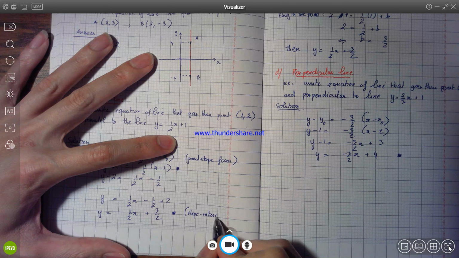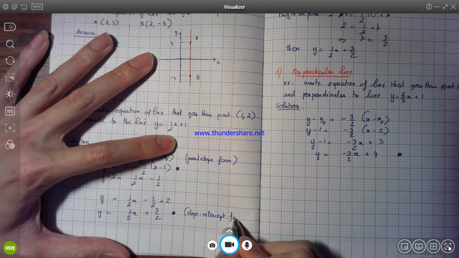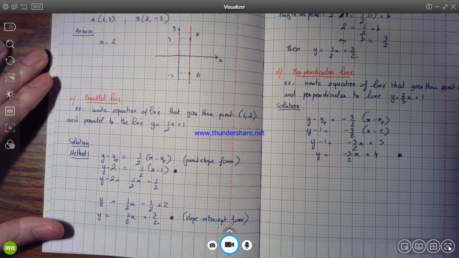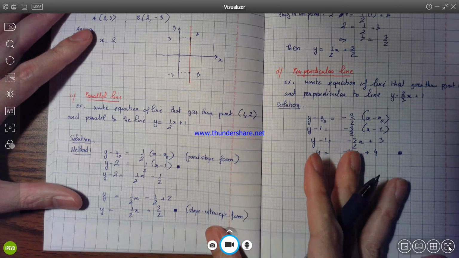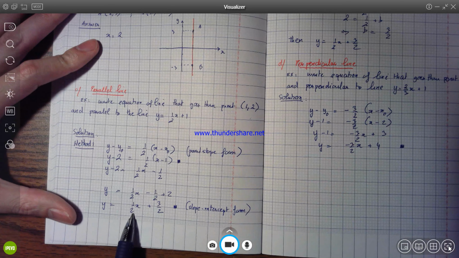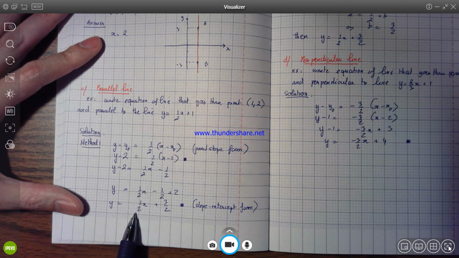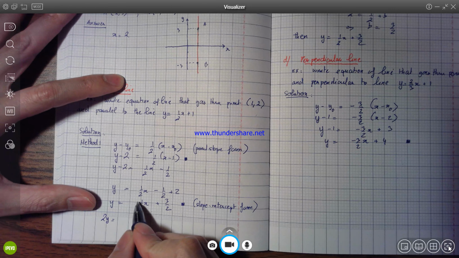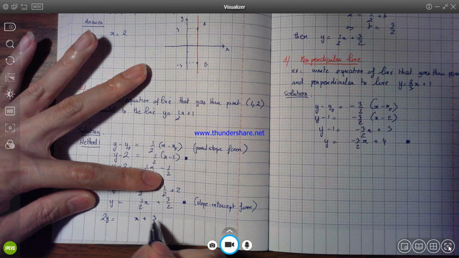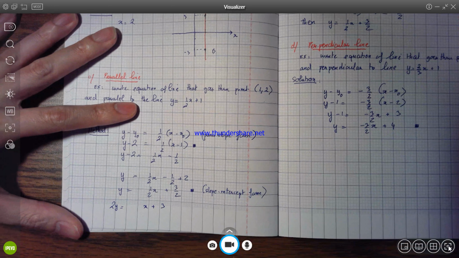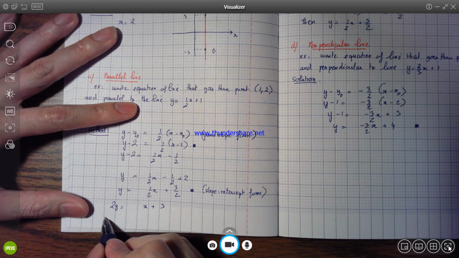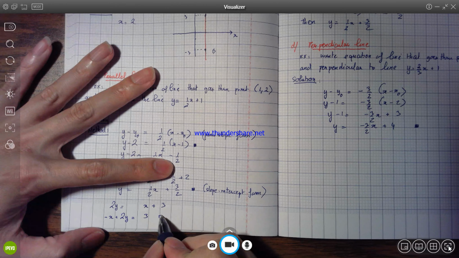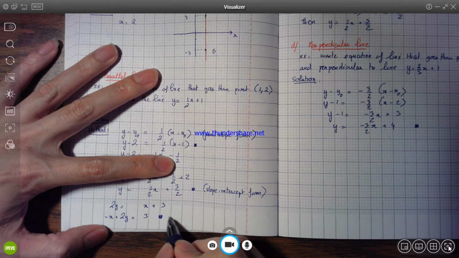Slope-intercept form. Or on the test, I may ask you to continue converting to standard form. So easily, in order to convert to standard form, you just multiply both sides by 2. So you're going to have 2y equal, multiply by 2, cancel the 2, so you have x plus 3, right? And you subtract x from both sides, so you have negative x plus 2y equals 3. So right here you have standard form.